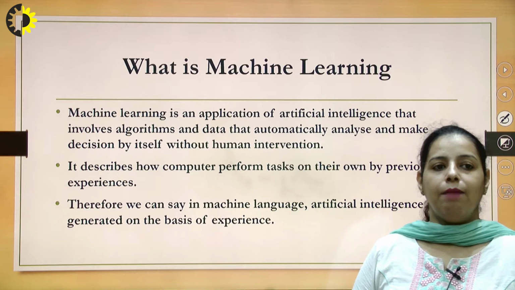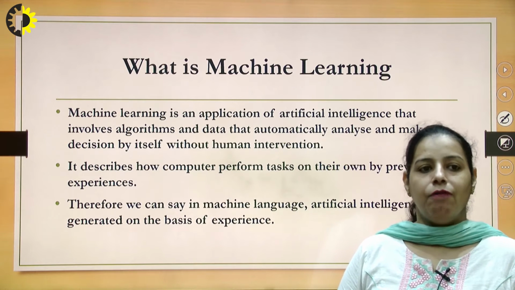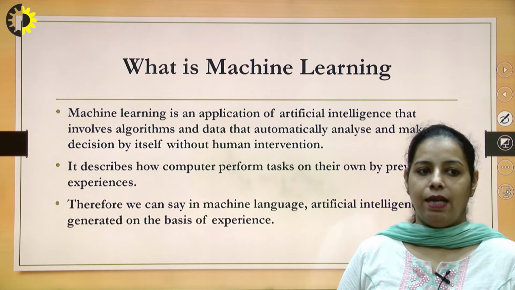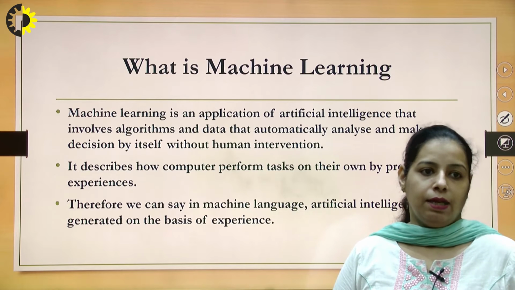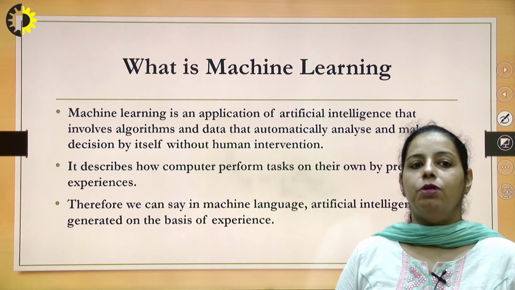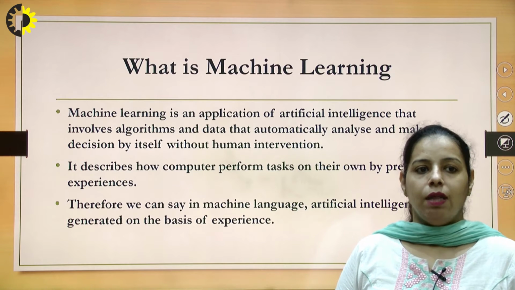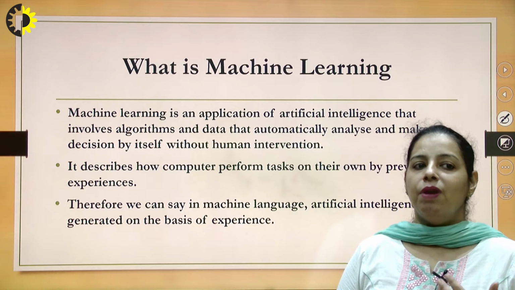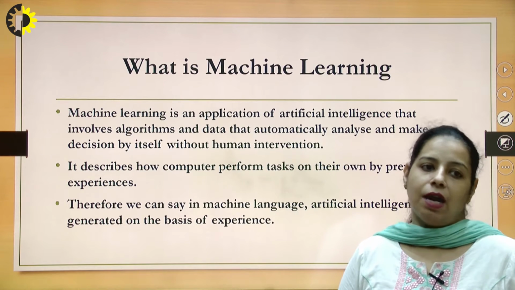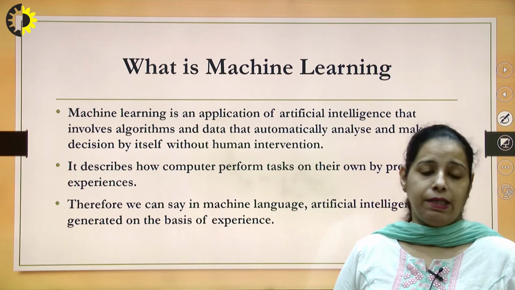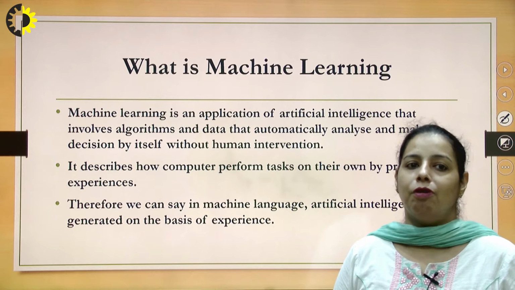Now, it also describes how computer performs tasks on their own by previous experiences. Therefore, we can say in machine learning, artificial intelligence is generated on the basis of experience. If you look at the second 2 lines, it says that it describes how computer performs the task by the help of its previous experiences. So, in machine learning, it looks at the previous experiences in order to fetch the information and to perform the relative task. Now, the third statement says that therefore we can say in machine learning, artificial intelligence is generated on the basis of experience.